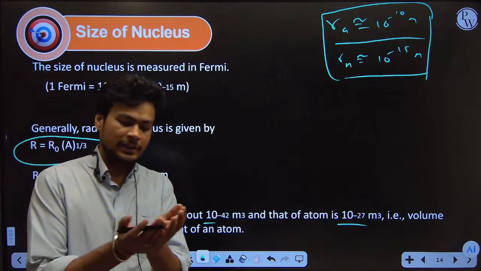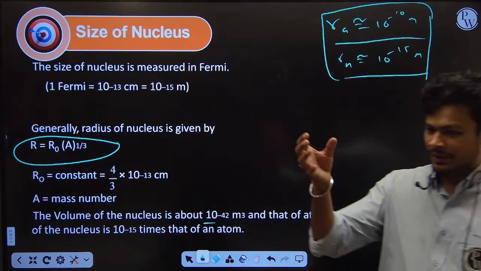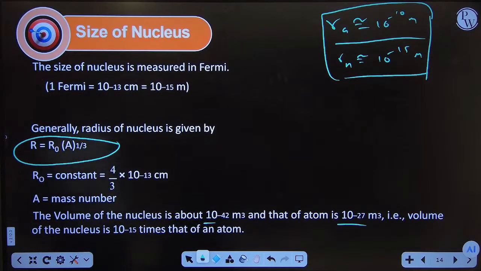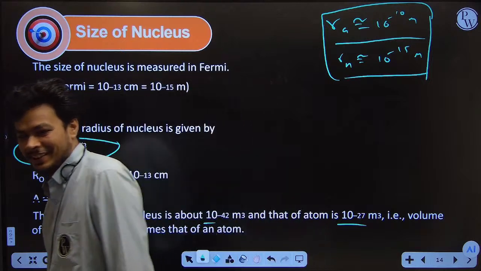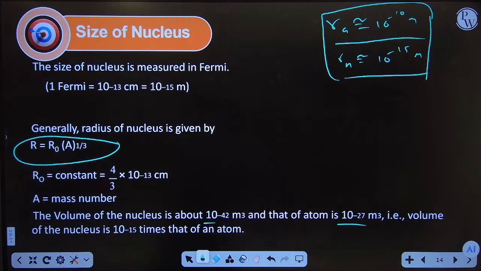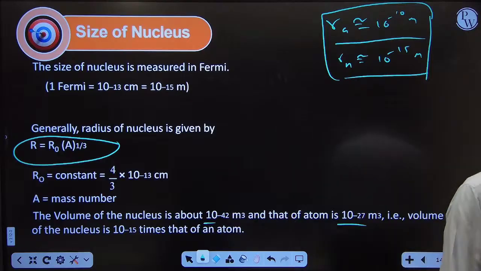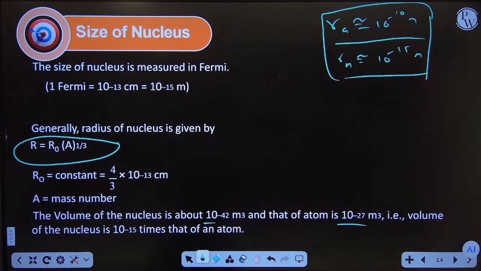So the closest example I can give you is the comparison of the volume of a football and the volume of a football field, basically. That's the closest example I can give. So that's what is happening in an atom. If your atom is the size of a football field, the nucleus is a football.